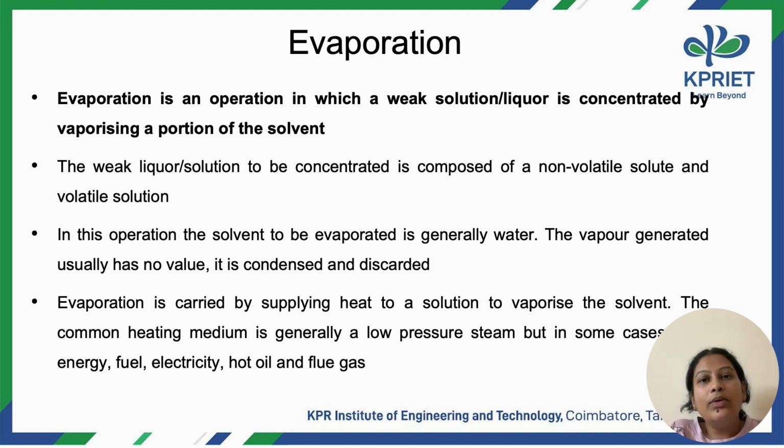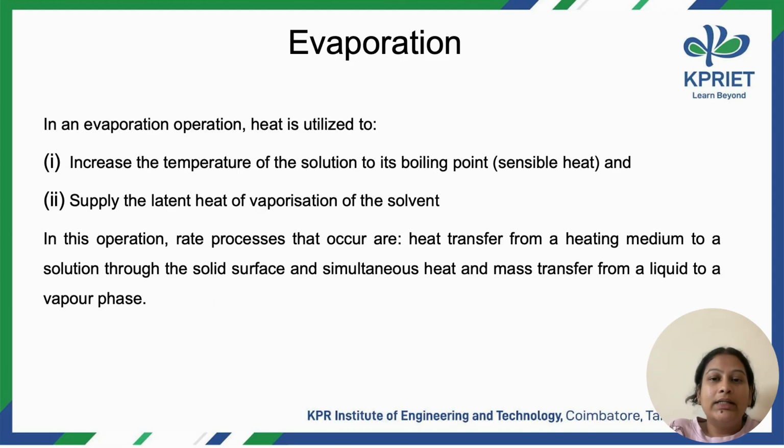And if we look into the heat source that is normally used for this evaporation process, it is either steam or solar energy; fuel gases, oil, and flue gases can also be used for this process of evaporation. So next we are going to see about the heat that is being sent to the evaporator, how it is being used. The first step is to increase the temperature of the solution near to its boiling point.